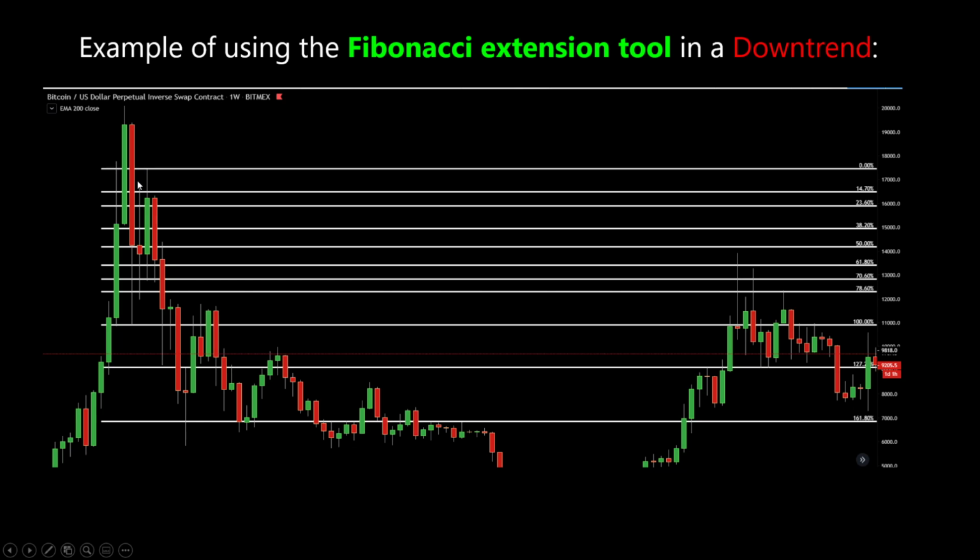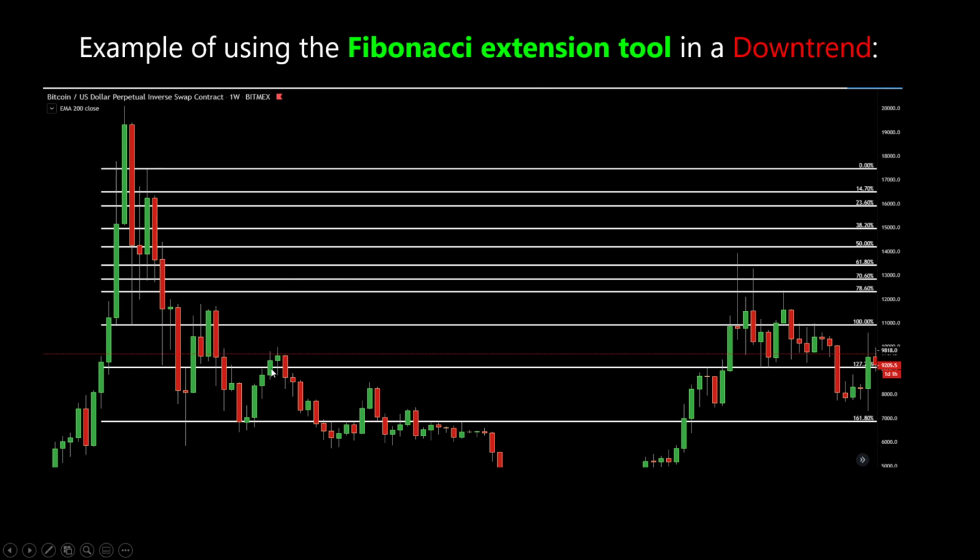So here's how we use it in a downtrend. Here's our swing high, here's our swing low. We came down, we bounced off this low, we came up, and then we got rejected. So here's our swing low, here's our swing high. We drag the tool from down to up, and that gives us the extension of the 1.272 and the 1.618, and those can be our swing take profit levels.